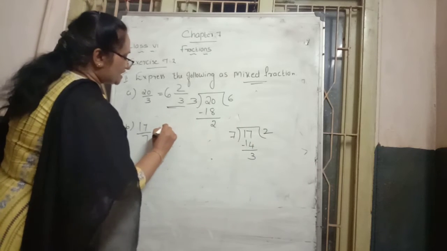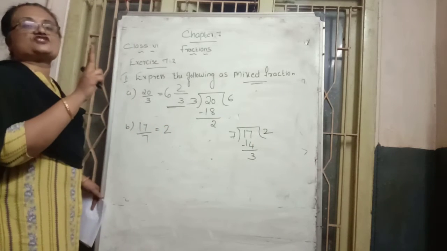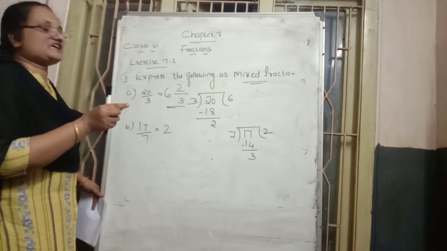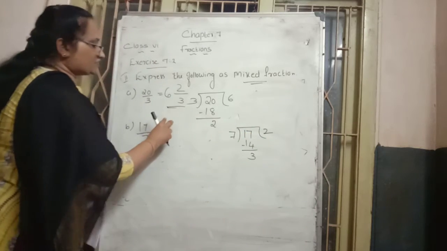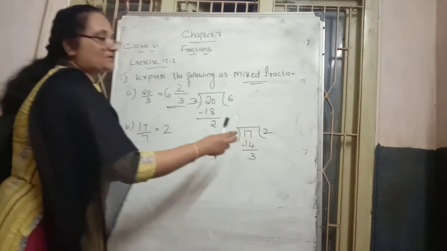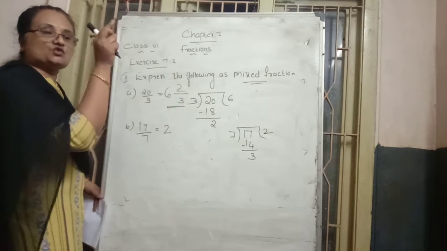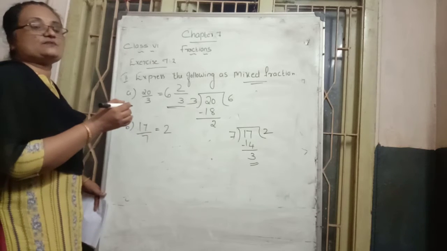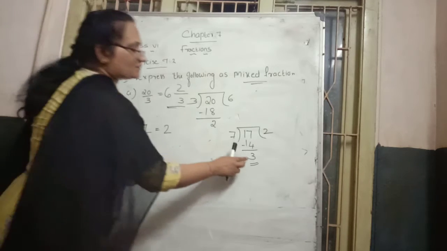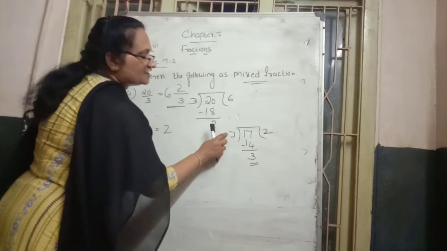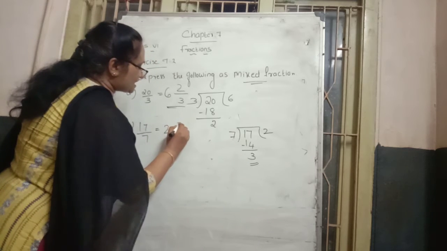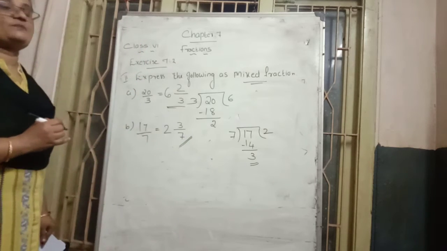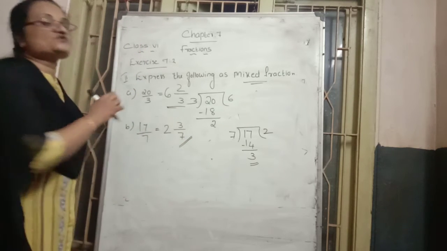The quotient is written in the whole number part. We know a mixed fraction is a combination of a whole number and a proper fraction. That's why the whole number is the quotient value, and the proper fraction has the remainder as the numerator and the divisor as the denominator. Why? Because it is a proper fraction, so the remainder is always lesser than the divisor. That's why remainder 3 goes in the numerator and divisor 7 in the denominator. We can read it as 2 and 3 by 7.